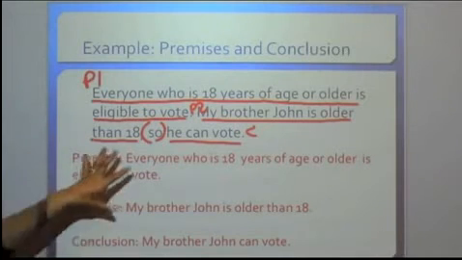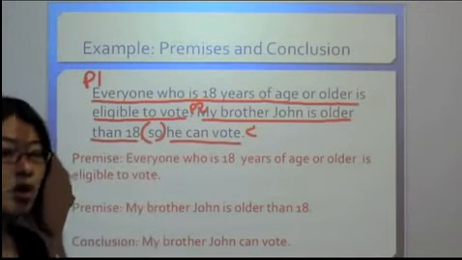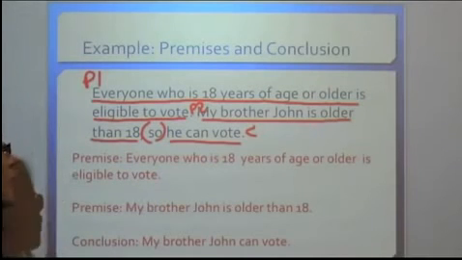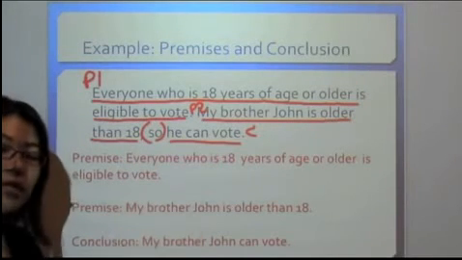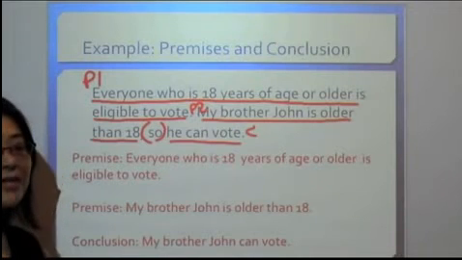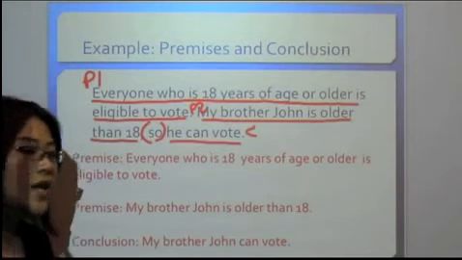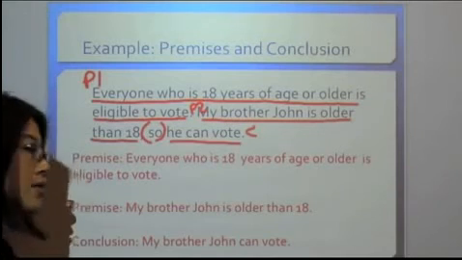Now, notice how these statements are not in standard form. These are not standard form categorical statements. So part of our job to turn this argument into a standard form categorical syllogism is to translate these statements into standard form categorical statements. And you've learned how to do this in the past lectures.